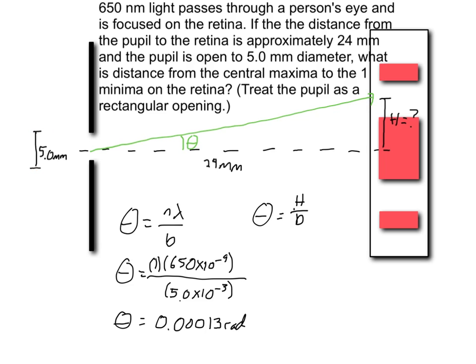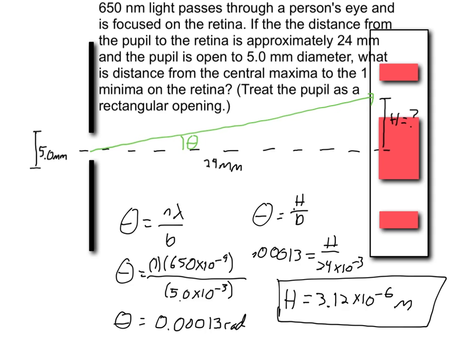So plugging in now, 0.000123 equals h over my 24 millimeters. Remember, milli is times 10 to the negative 3. Multiply that over and you get h. My final answer comes out to be 3.12 times 10 to the negative 6 meters, aka 3.12 micrometers, is the distance from the center of the central maxima to the first order minima. Now that's going to become important as we continue to go along and we start talking about resolution of objects.